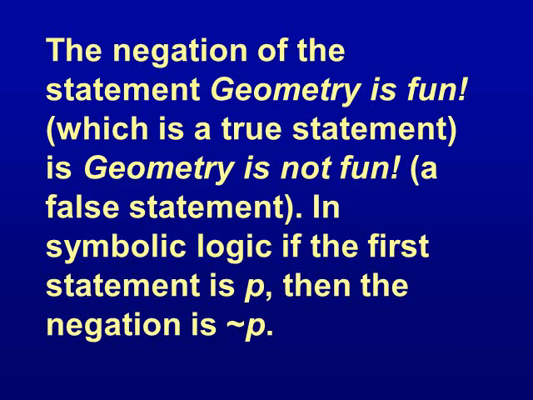A negation of a statement is the opposite. So, geometry is fun, which is a true statement. I know you guys want to argue about that, but I'm telling you it's true. If geometry is not fun, that would be a false statement. In symbolic logic, the way we write that would be the first statement is P, then the second statement is not P, or the negation, with that little squiggly line, not P. We're going to be talking about symbols for symbolic logic a lot over the next couple sections, so it's important that we understand right from the beginning what we're representing with our letters.